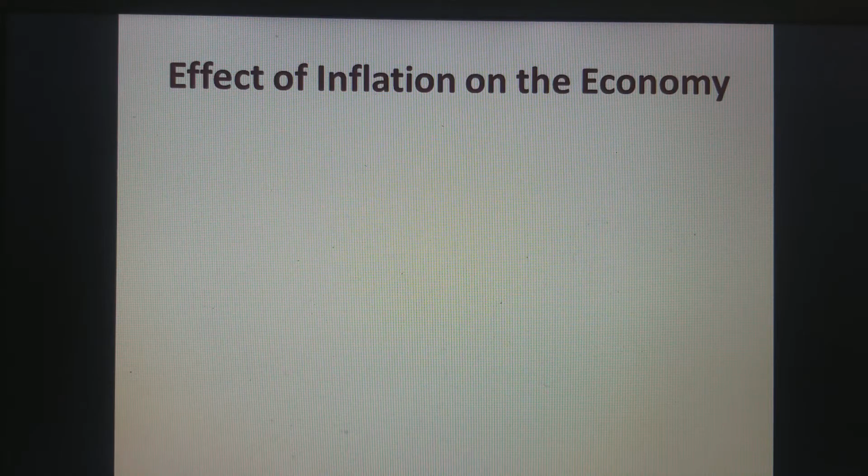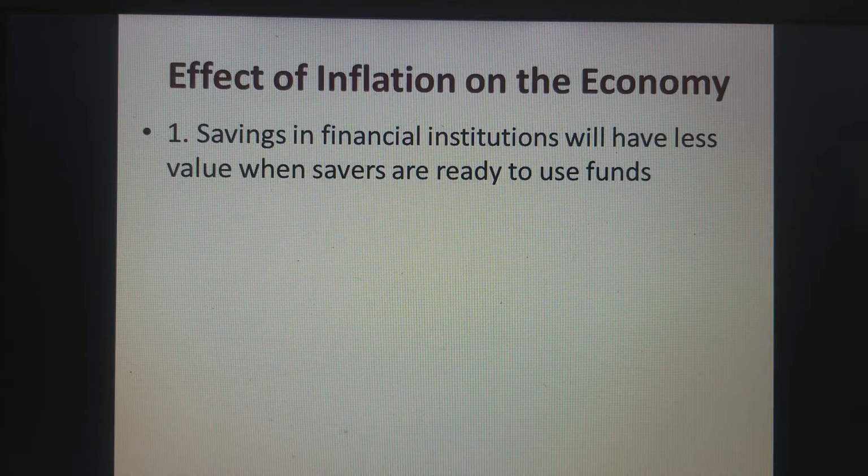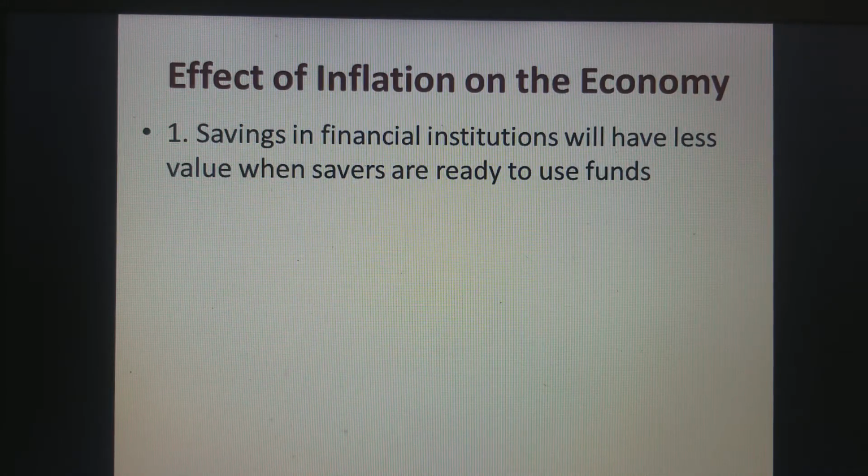What are some effects of inflation on the economy? One, savings in financial institutions will have less value when savers are ready to use the funds. When there is inflation, it discourages persons from saving, because of two things.